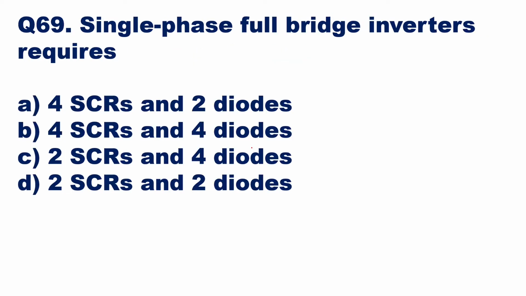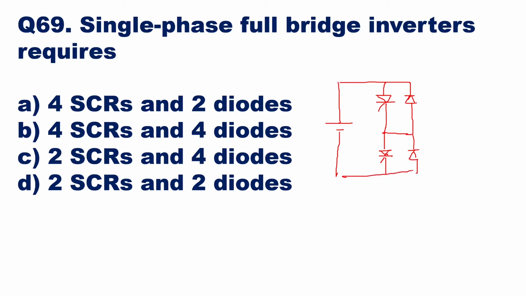Then we'll go to question number 69. Single phase full bridge inverter requires. So in a single phase full bridge inverter, this circuit will look like this. You will be having a DC voltage source here, which will be the input. Here you will be having your SCR, and here one more SCR, the second SCR. And for these SCRs you have the freewheeling diodes. This will be the diode here, and this will be the diode here. This will be the one part.